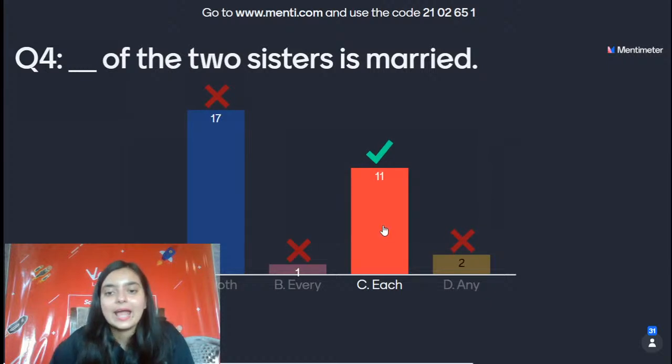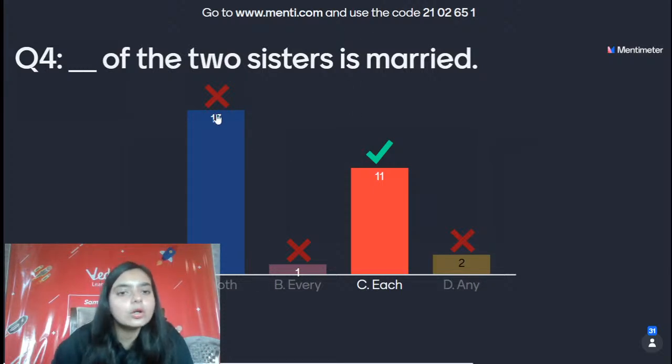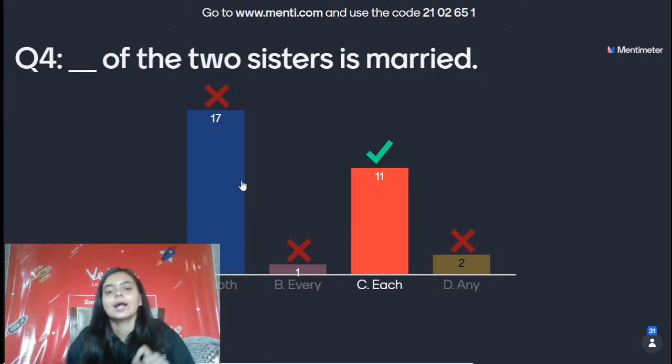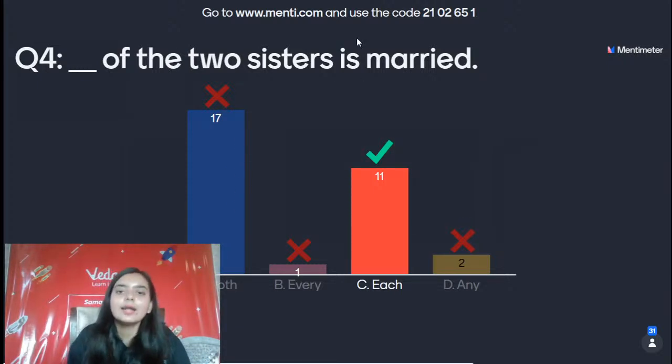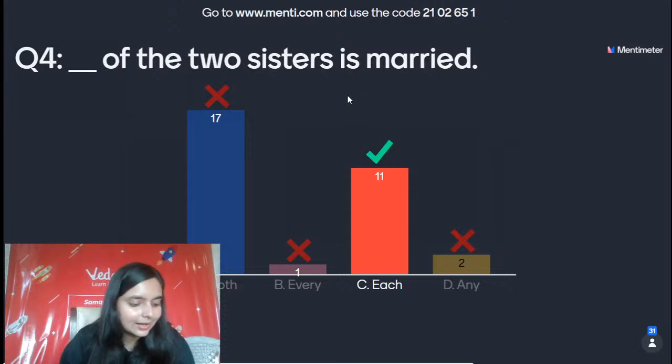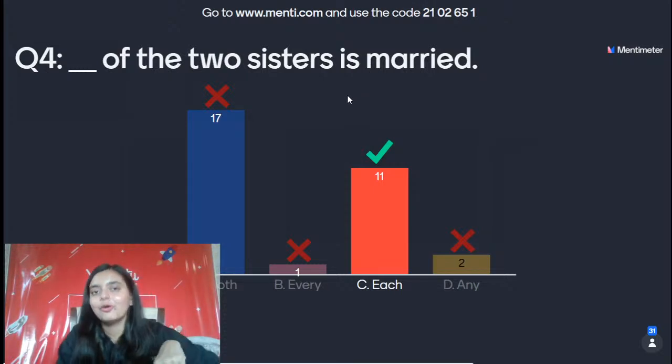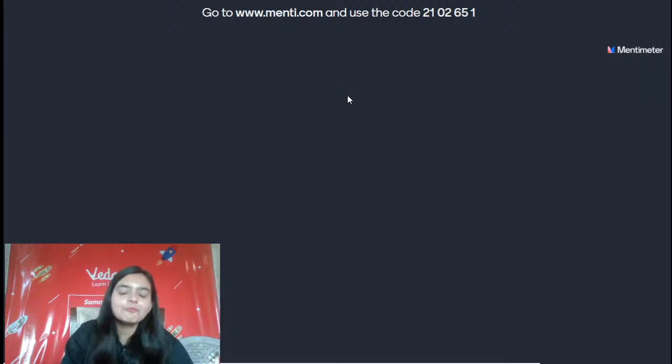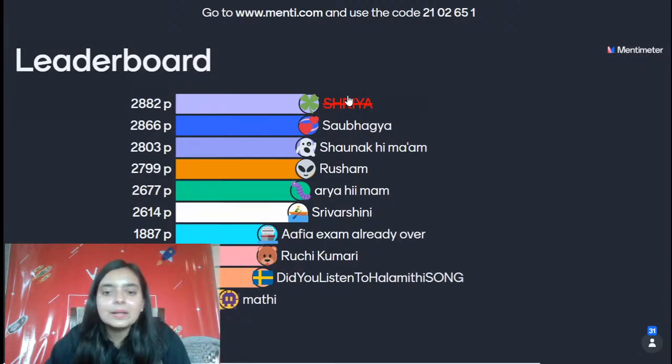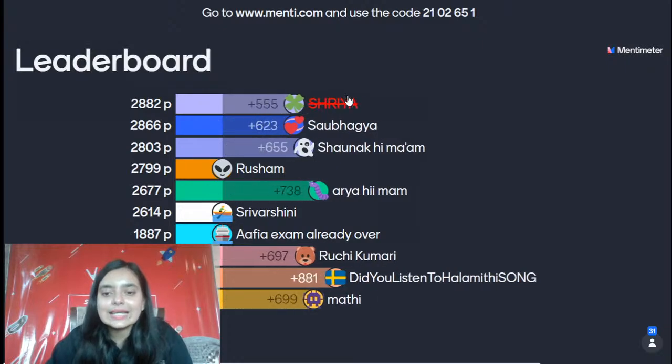Okay. So, each of the two sisters is married. Since we are using "is" over here, both is not possible. Each of the two sisters is married. That is how we use each. If both had been used here, we would not have used "is". Is it clear, everyone? So please be careful. These kinds of questions will come for your exams. This is a part of your determiners, distributive determiners: each, every.